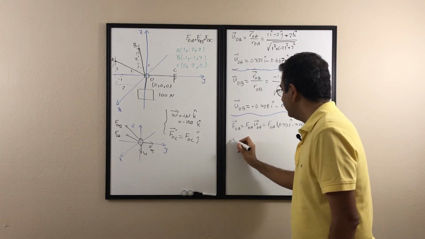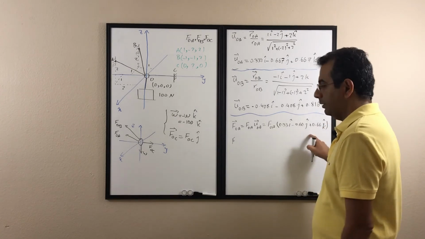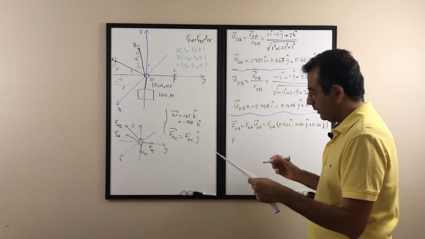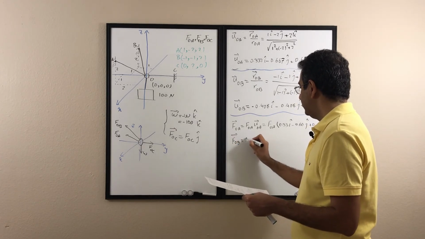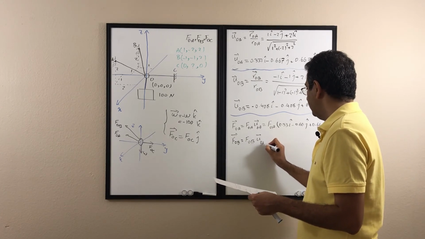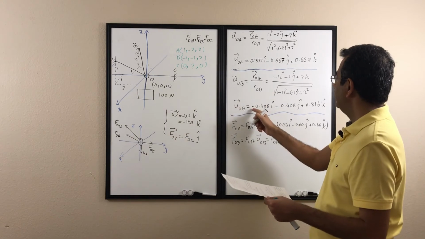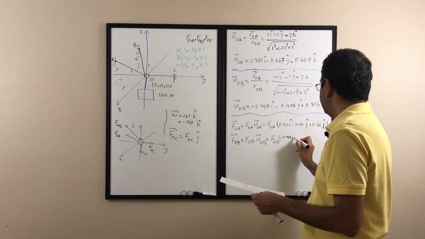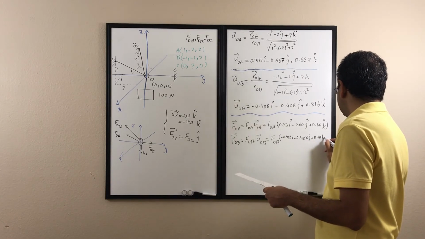The same goes for FOB. So FOB is equal to its magnitude, which is what we look for, times the unit vector of OB, which is negative 0.48 I, 0.48 J, 0.816 K.